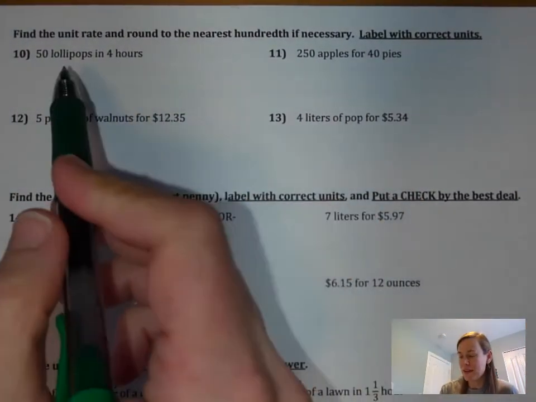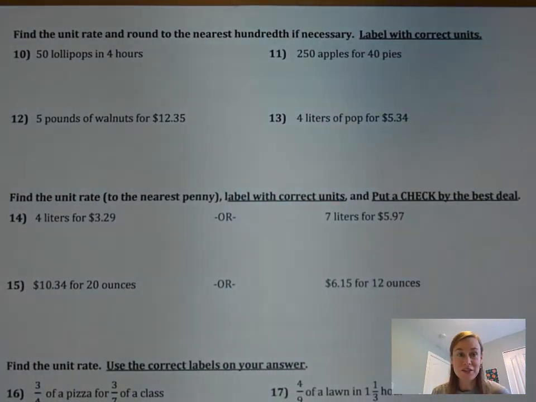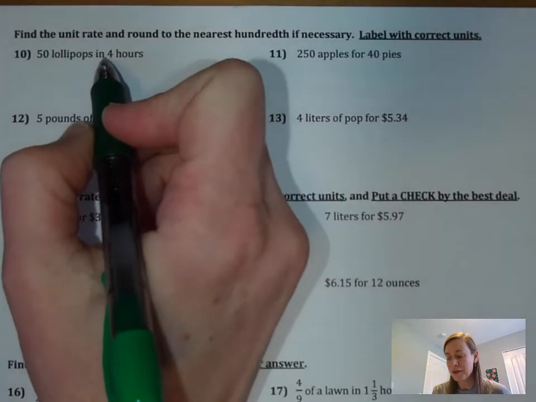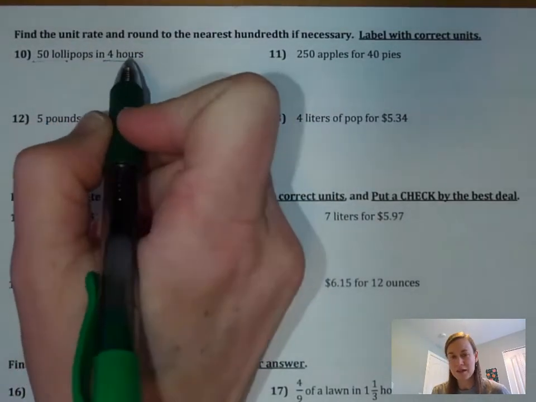Okay, let's go on. Find the unit rate and round to the nearest hundredth if necessary. That's good to know. Label with the correct units. That's always good to remember. Okay, 50 lollipops in 4 hours. When you have something that looks like this, I always want you to put the first number on top and the second number on bottom.